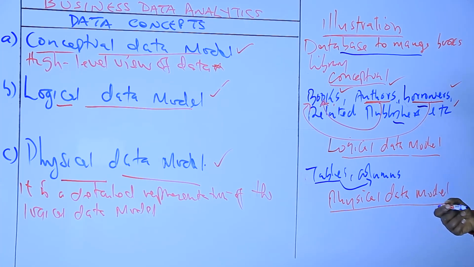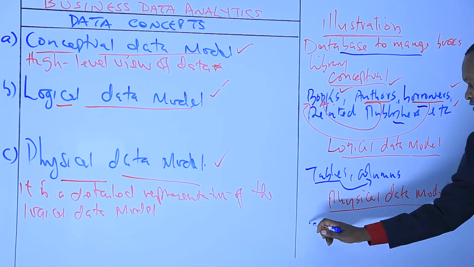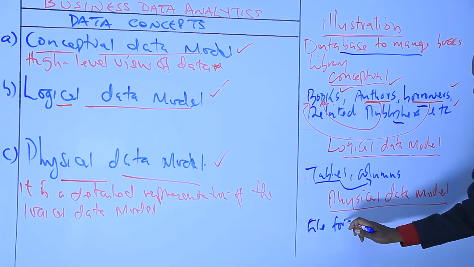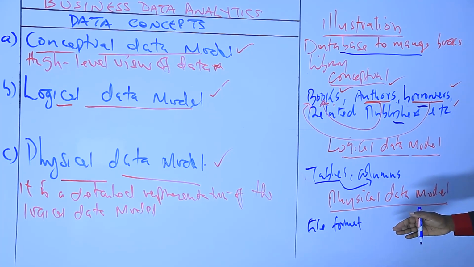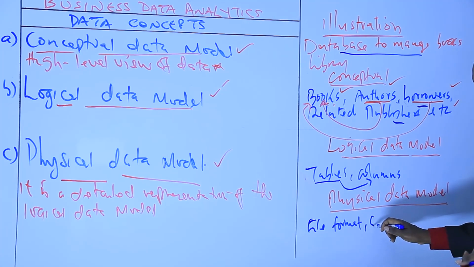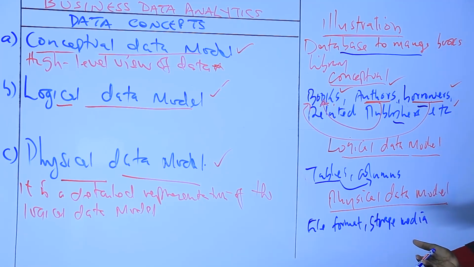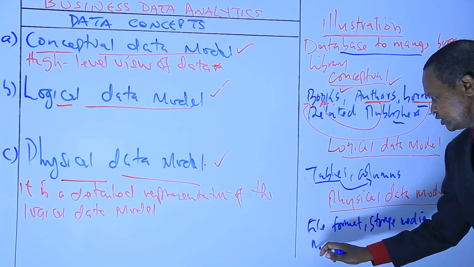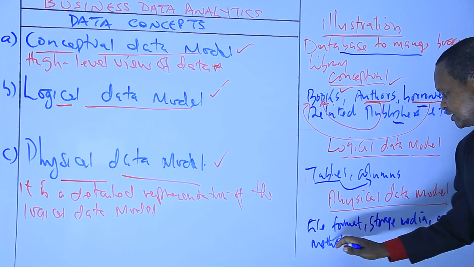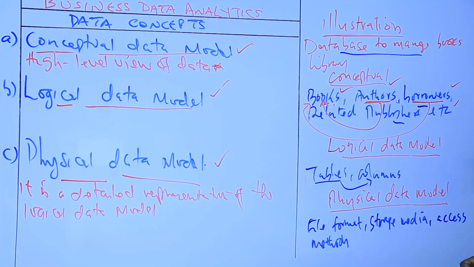And it includes information such as the file format, which is very important. We may have the storage media. It has to specify the storage media. There could also be information on access methods, the access methods. Okay, so the physical data model will specify the physical implementation.